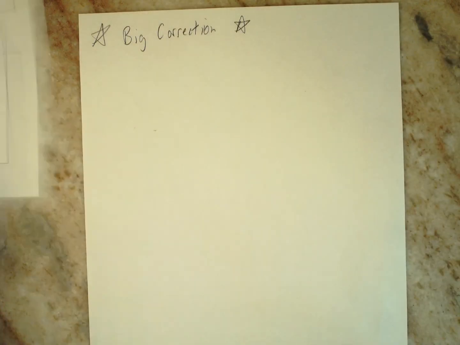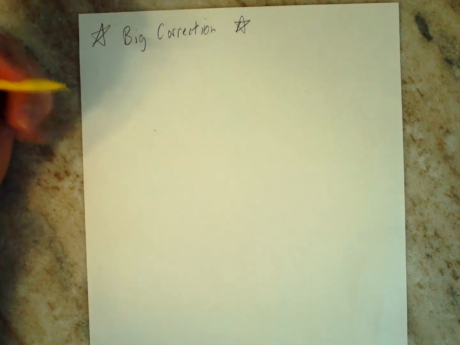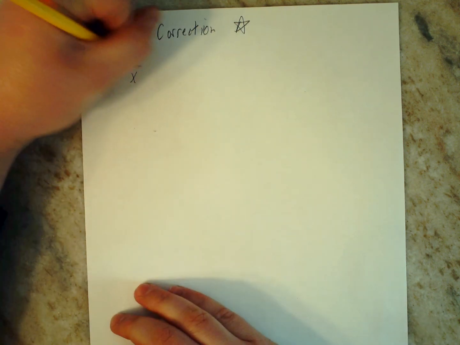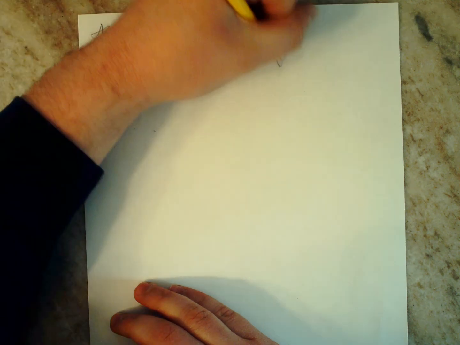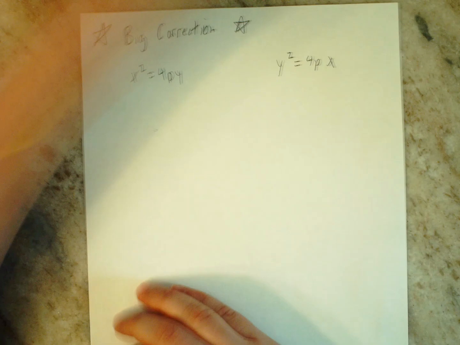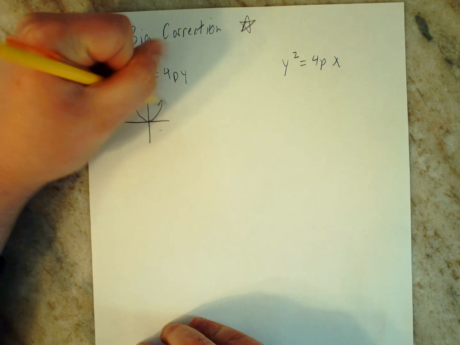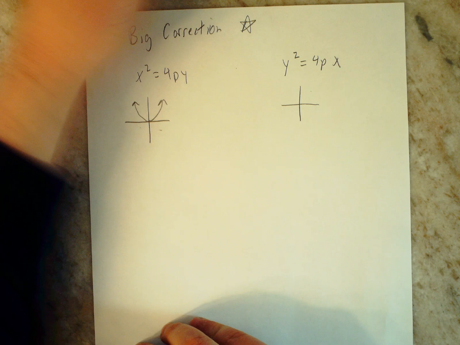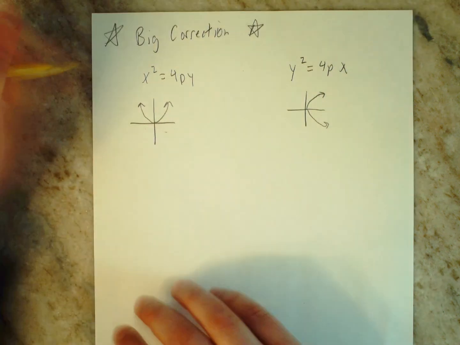Big correction. I have to apologize. I made a mistake from yesterday's notes. So all the notes you took from the Desmos are right. Basically, it was just my notes. I screwed up here, so I got to apologize for that. When it's x squared, the parabola is up and down. And when it's y squared, it's left and right. So yesterday I gave you the opposite.